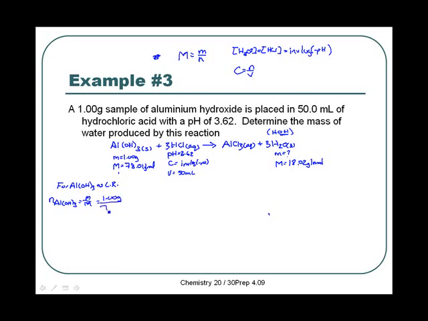1.00 grams over 78.01 grams per mole. And we get 0.0128 moles. And now we can find the number of moles of water produced. 0.0128 moles times 3 to 1.